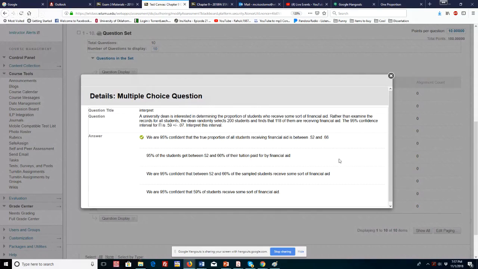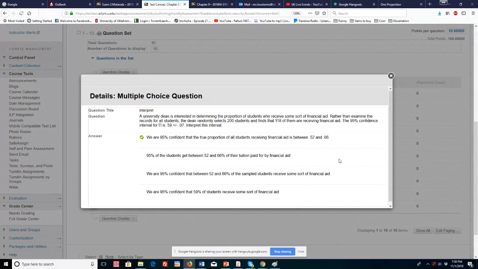So that is true. Remember, with a confidence interval, that 95% refers to this: if we were to take a bunch of samples and create confidence intervals for each, then 95% of those confidence intervals would contain the true population parameter. So for the one that we have, 0.52 to 0.66, we're 95% confident that the true population proportion is somewhere in there. So that's a true statement.